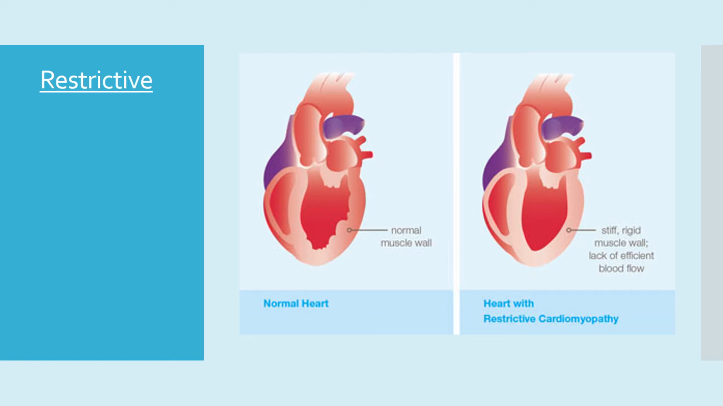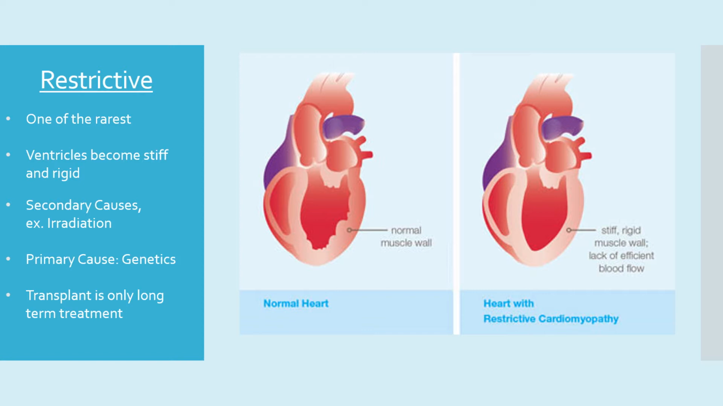Next is restrictive. This is one of the rarest types of cardiomyopathy, and is characterized by the ventricles becoming stiff and rigid. It can be caused by secondary causes such as irradiation, but the primary cause again is genetics. The only long-term treatment for this disease is transplant.